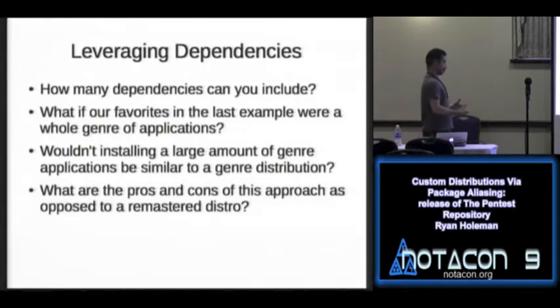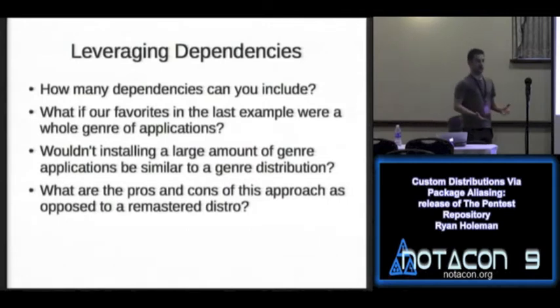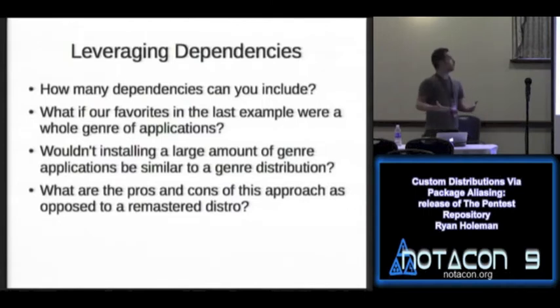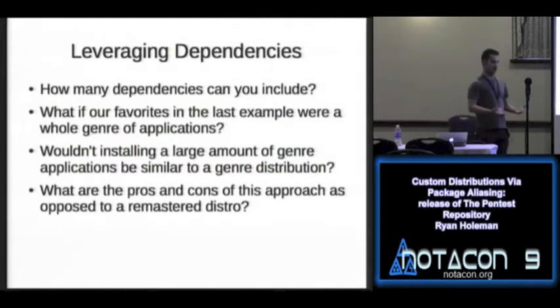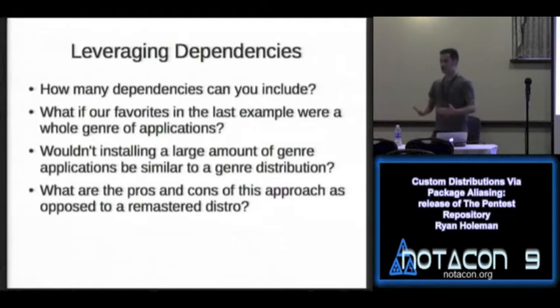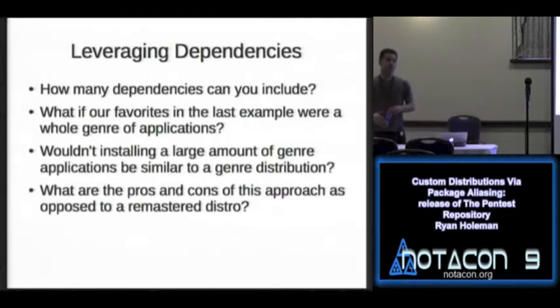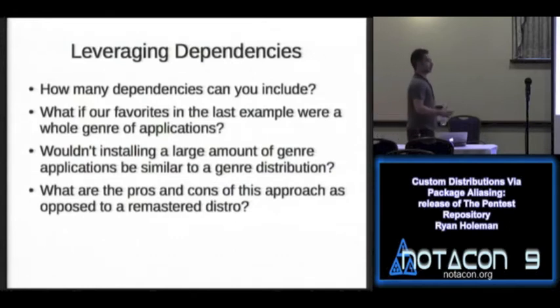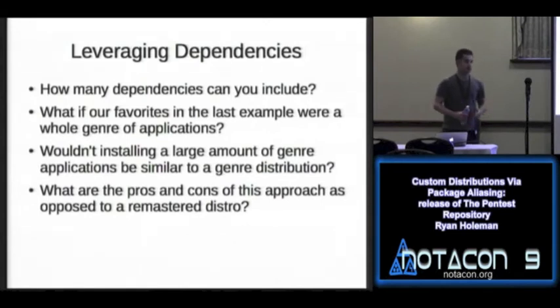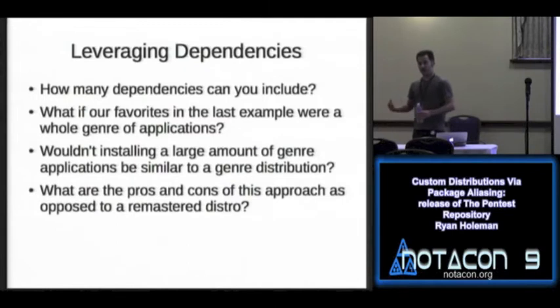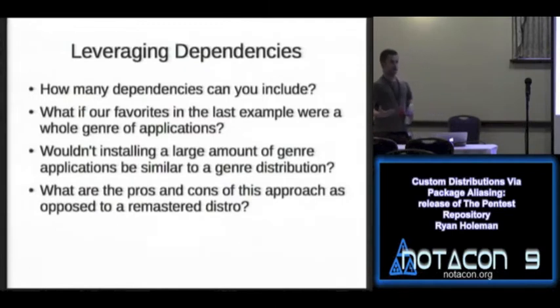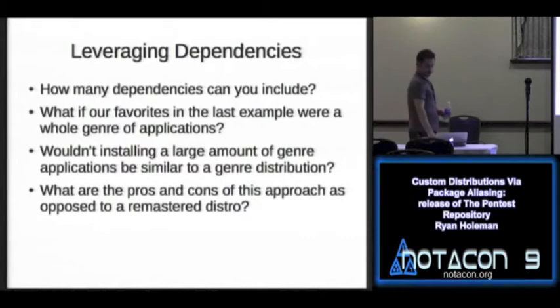So how many dependencies can you include, right? I haven't hit a limit. I've put in hundreds and hundreds and hundreds, and it seems that everything works fine, right? So what if, instead of my favorite applications being just a handful of applications, I picked a whole genre of applications to install for dependencies? Wouldn't this be really similar to, say, a remastered Linux distribution that basically comes with a lot of genre applications? In the end, there really is no difference. If I created one package that installed every single package in your Linux distribution that was respun by someone else, it's the same thing in the end.